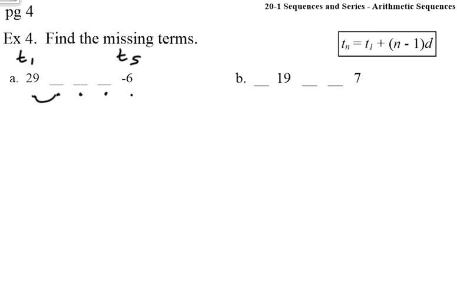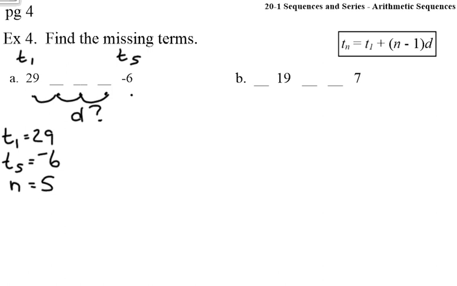Well, what helps us to go from term to term? We need to figure out what the d value is. So we know term 1 is 29. We know the 5th term is -6. We know there are 5 terms. We don't know what d is. So that's what we need to figure out. Because if I can figure out the common difference, I'm just going to add or subtract each time. But looking at this without even doing anything, what do we know about d? Well, I hope you understand that d has to be negative because we're going from 29 to -6. We're getting smaller. So our d should end up being negative.